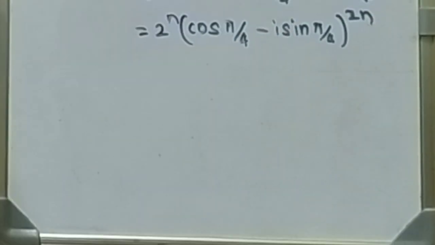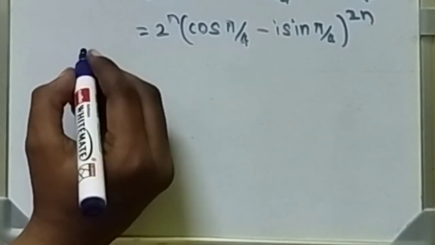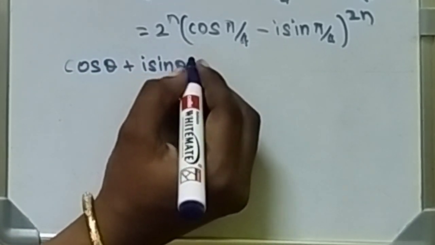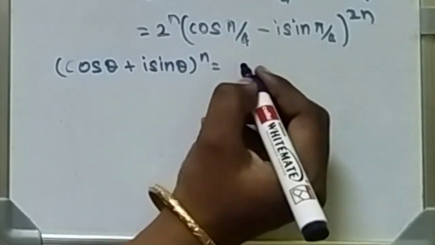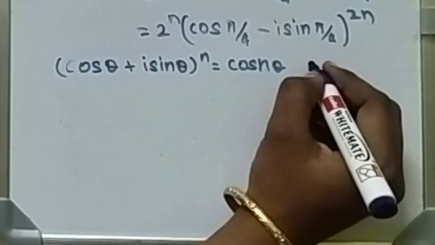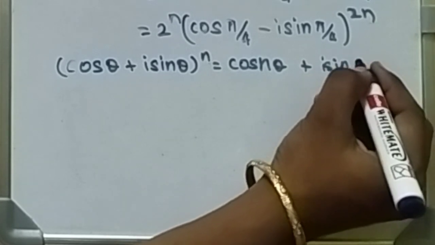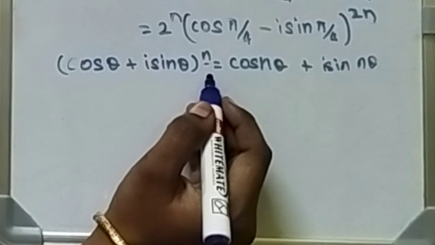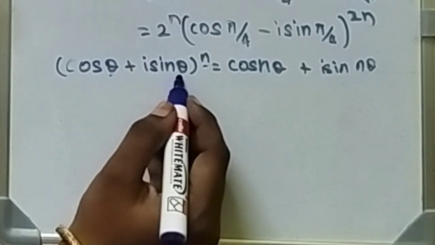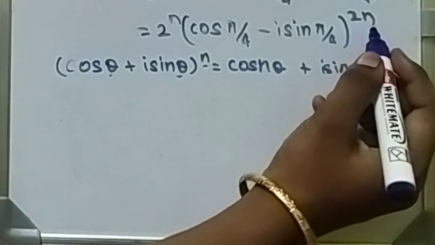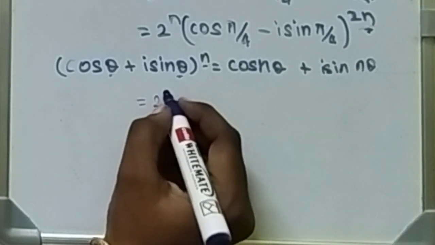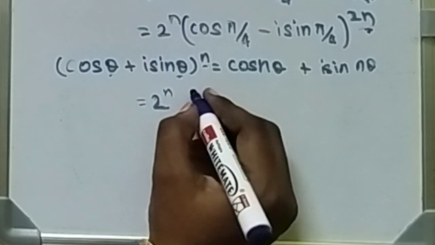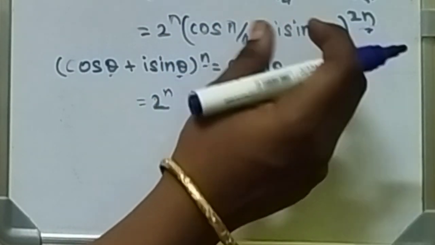Right? So now we are going to apply De Moivre's theorem. What is De Moivre's theorem? (cos theta plus i sin theta) the whole power n equals cos n theta plus i sin n theta. So whatever the power may be, we multiply the power to the angle theta, right? So what we have here is 2n, so 2 power n. We are going to substitute De Moivre's theorem here.